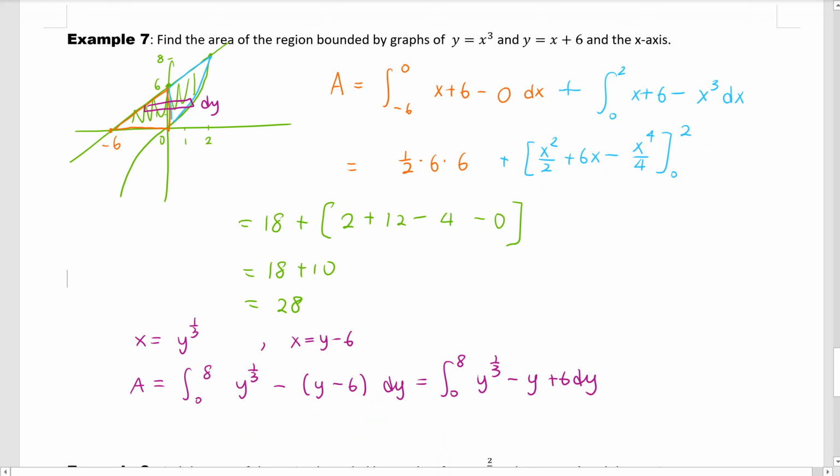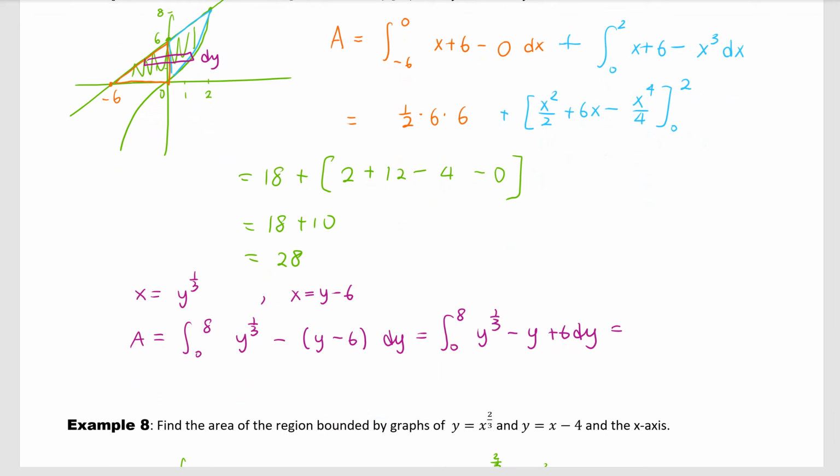All right. And so you can see we can add 1. So y to the 4/3 over 4/3 on top, y squared over 2, 6y. Evaluate from 0 to 8. So 3 over 4. Okay, we plug in 8. So 8 to the 4/3. 8 squared, 64 over 2, 32. 8 times 6, 48. When we plug in 0, all 0.